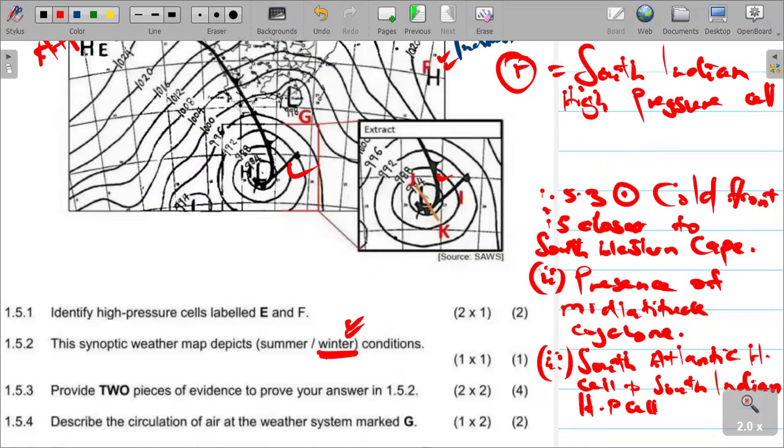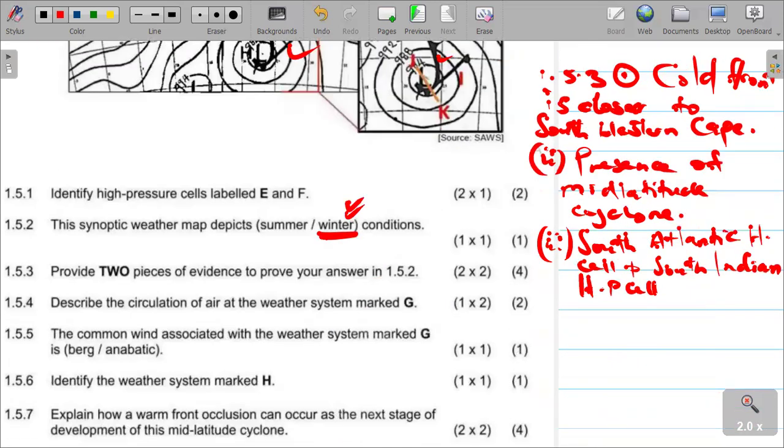So what we are saying is that if the South Atlantic high pressure and South Indian high pressure cells are far up there in the north, it means that it is winter. The South Indian and South Atlantic high pressure cells are both further north. That identifies that it is winter.